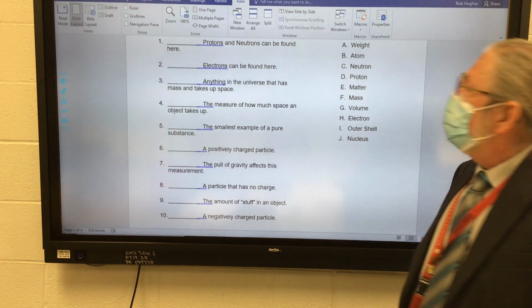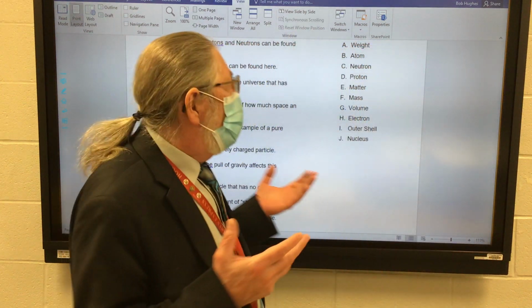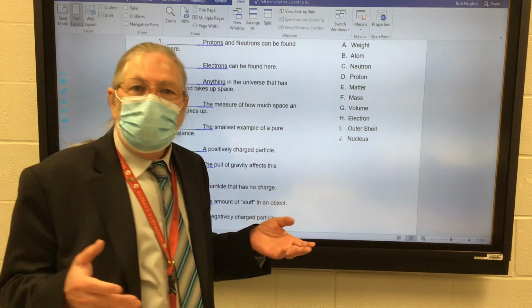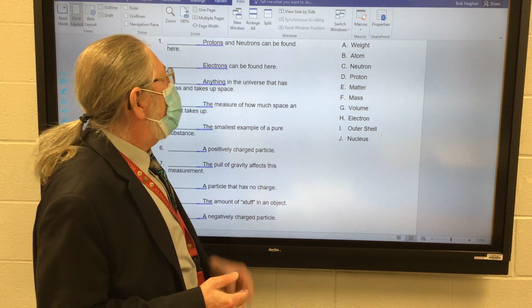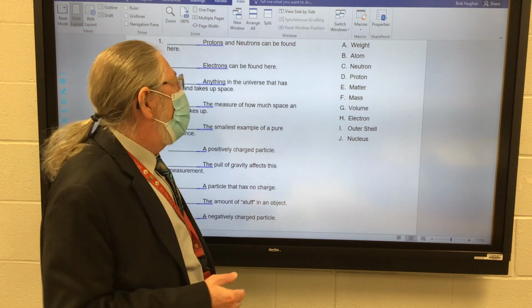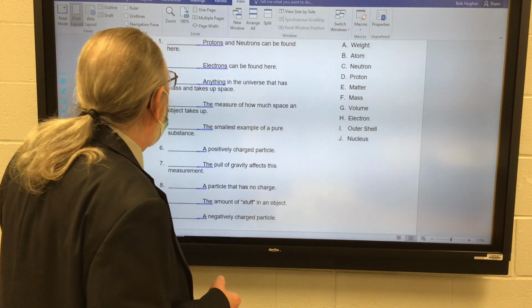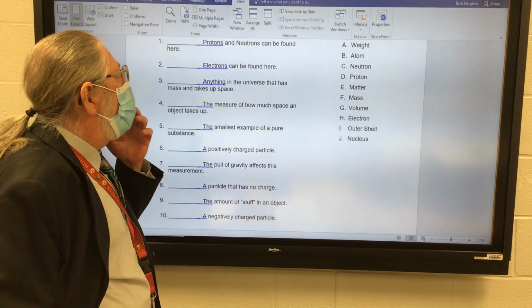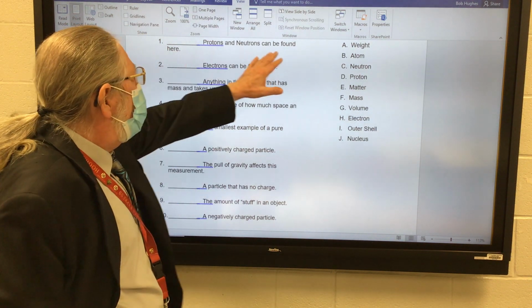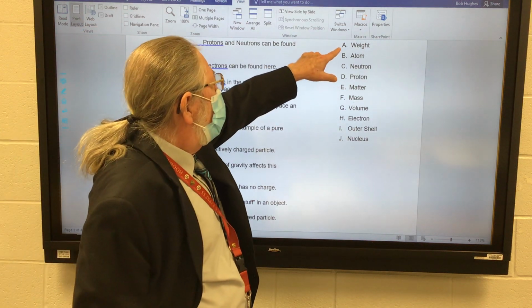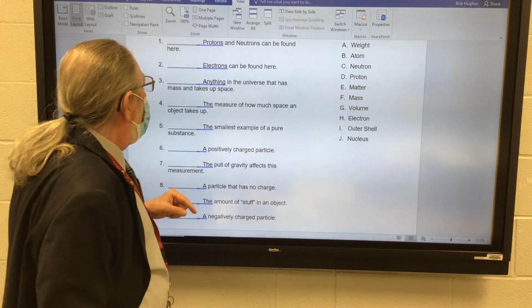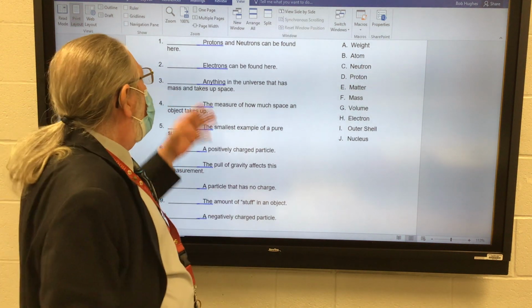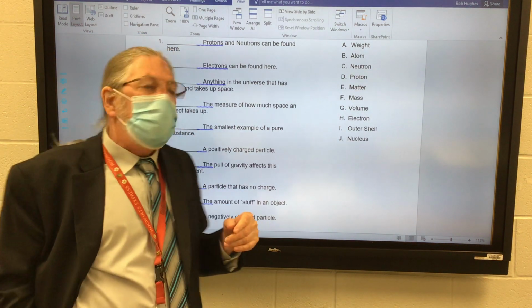Okay, we're gonna do this quiz here. This is gonna be quiz one, structures and properties of matter. What you're gonna do is, I'm gonna read the questions, and you're gonna mark the letter of the word that goes in this space here. We're gonna start off with the first question.